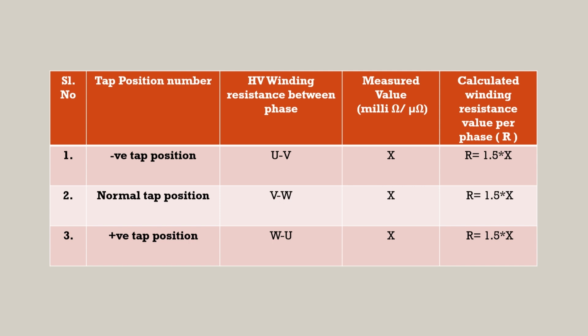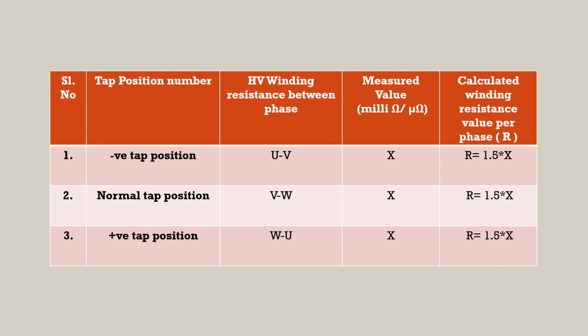Therefore, the measured value between U and V is X. I measured the resistance value using a micro-ohm meter, and it comes as X. Similarly, between V and W it is X, and between W and U it is X ohms. The calculated winding resistance, that is the per phase value, is R = 1.5 × X, because it is connected in delta.